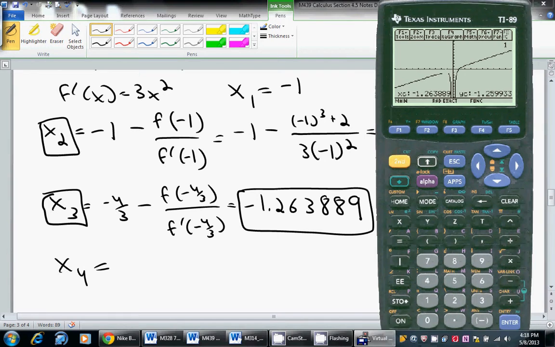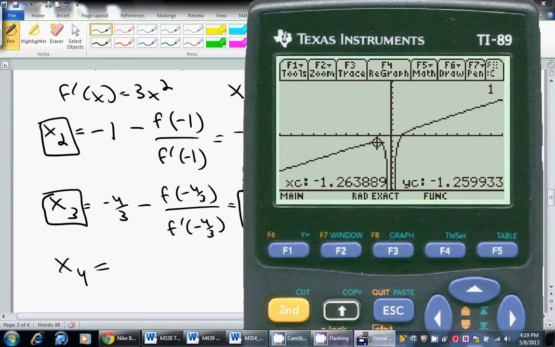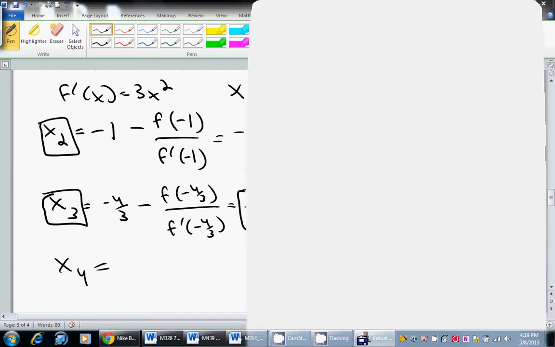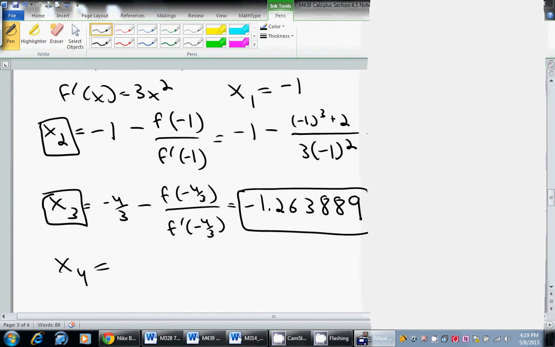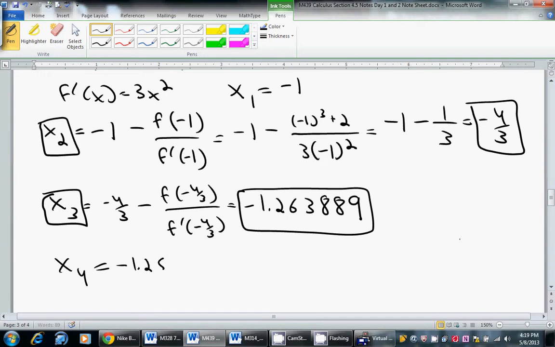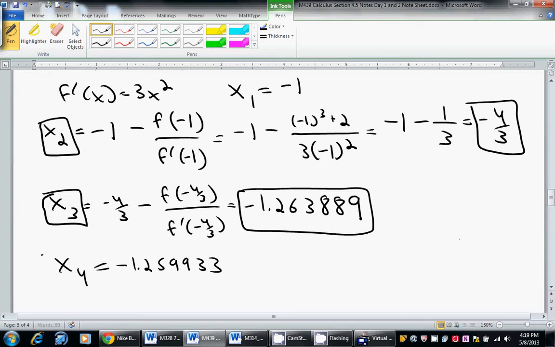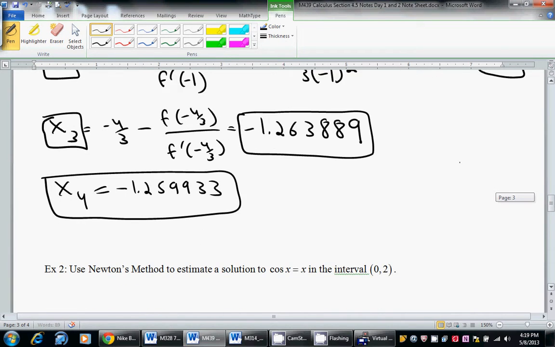Okay, so again, let me jumbo size this. I plugged in x sub 3, and my output is now x sub 4. So negative 1.25993 is x sub 4.